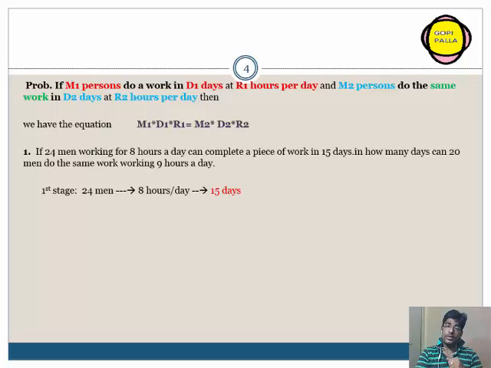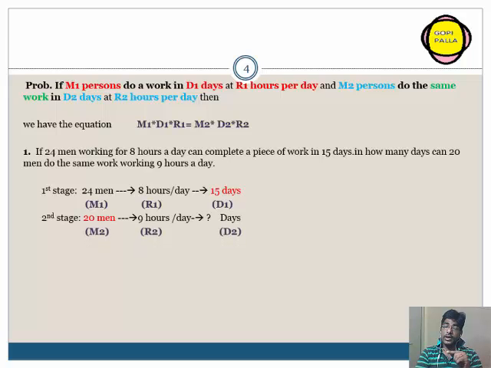We'll go into the same problem we discussed in the first slide. 24 men working 8 hours per day can complete in 15 days, and for 20 men working 9 hours per day, how many days do they require? Here we have to find D2. Substituting the values, 24 into 8 into 15 equals 20 into 9 into D2. So D2 equals 16 days. So in a single step we can find it out.